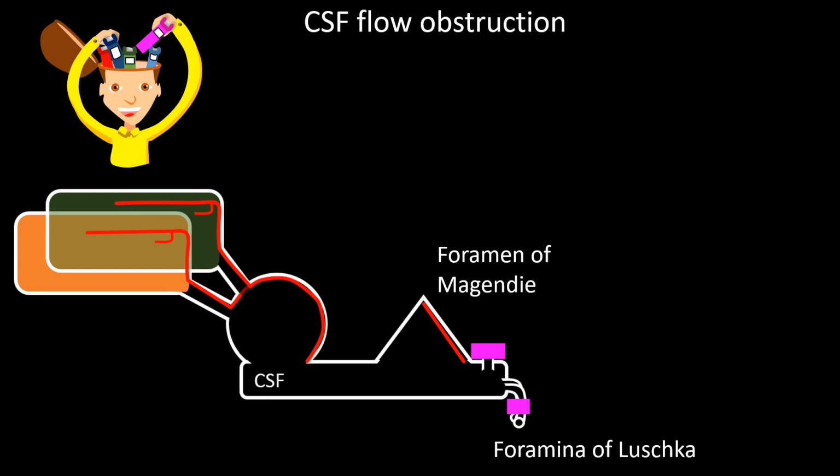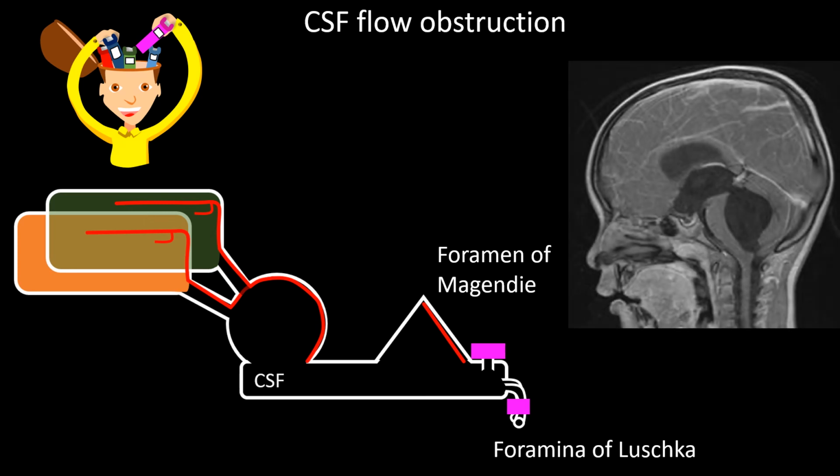The final site of obstruction I want to mention to you is in the foramen of Magendie and the foramina of Luschka. An obstruction at these sites, in the area pointed by the arrow, will produce dilatation of the fourth ventricle, third ventricle, and lateral ventricles. The supranuclear space will be reduced.